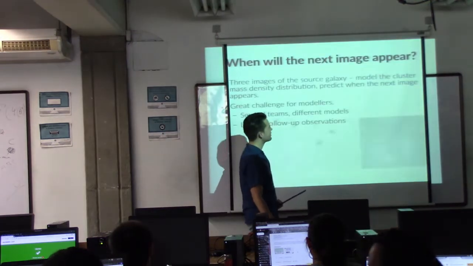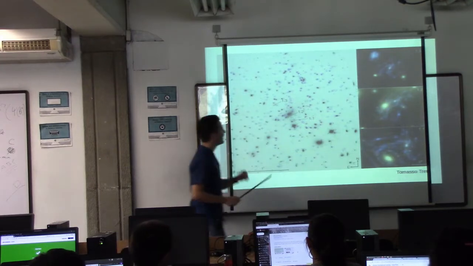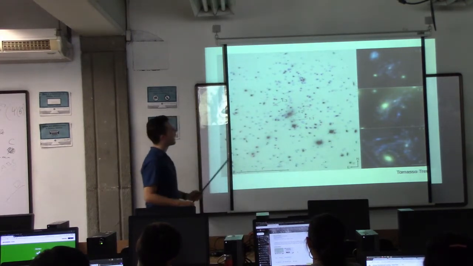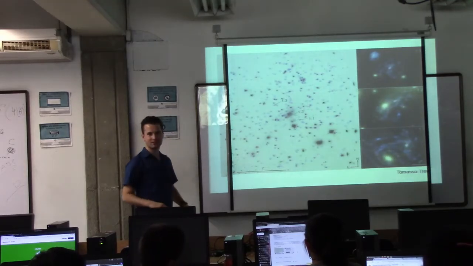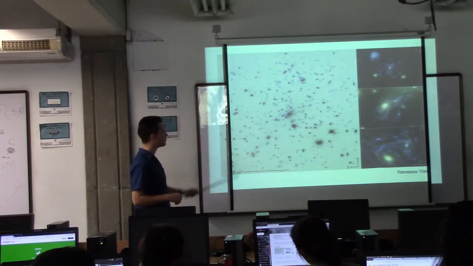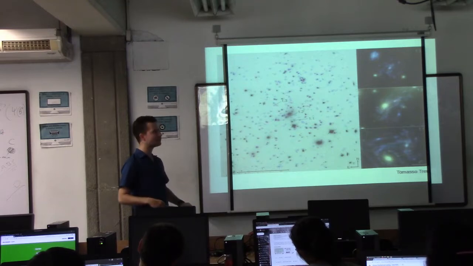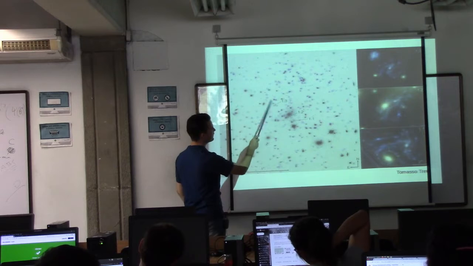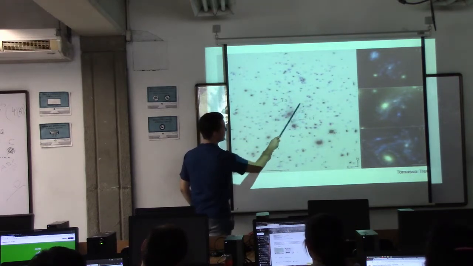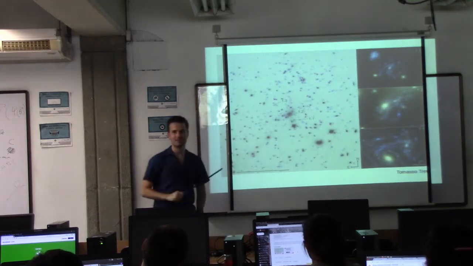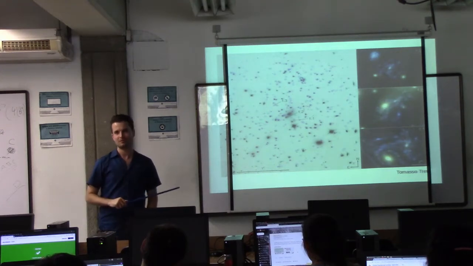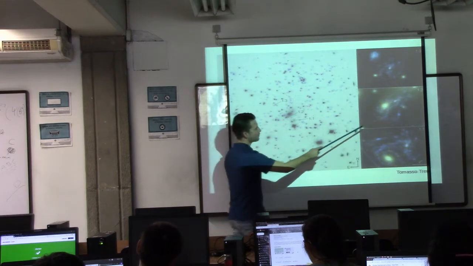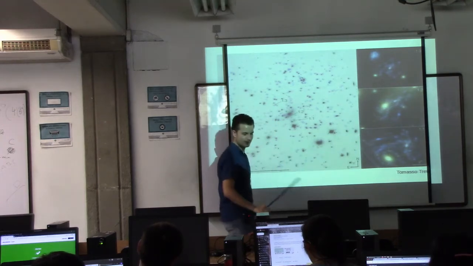The challenge is massive. So you have these three images, and you can't see it over here, but there are a lot of galaxies in this field. They are color-coded blue, which are not the cluster members. And then there are the pink ones, dozens of them all over the place, like everything over here, some stuff over here, lots of stuff over here, that need to be included in your model with different levels of precision. And then you need to predict when the image will appear and where.